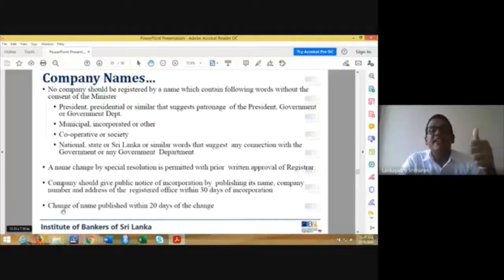First one is president or presidential or any similar that suggests patronage of the president, government or government department. The second one is municipal or incorporated, or other cooperative or society. National, state, Sri Lanka or similar words that suggest any connection with government or any government department. In those circumstances, it will not be allowed to register as a company name.